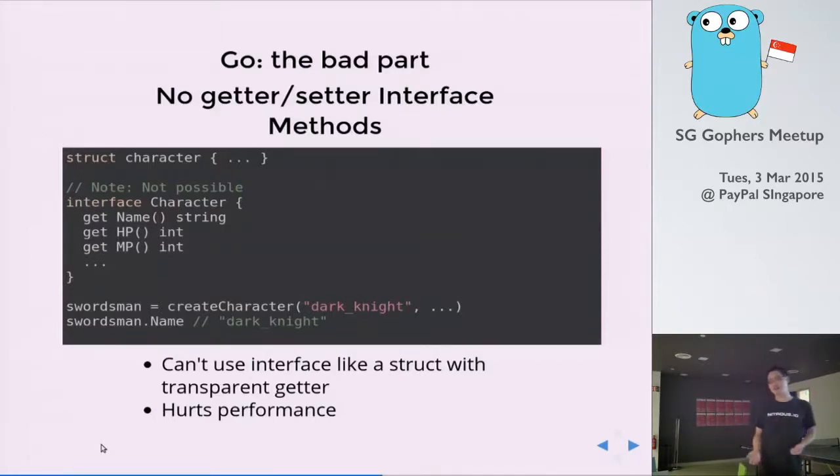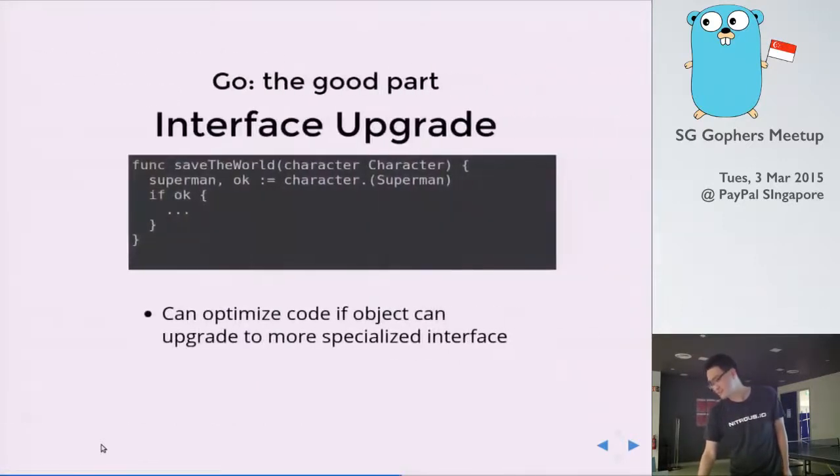don't have this convenient getter or setter methods that simplify the syntax of defining these accessor methods. So for example, here you can't define a character interface as something with a get name method, like a read only name and HP, and use it simply as character.name instead of character.GetName(). So yeah.